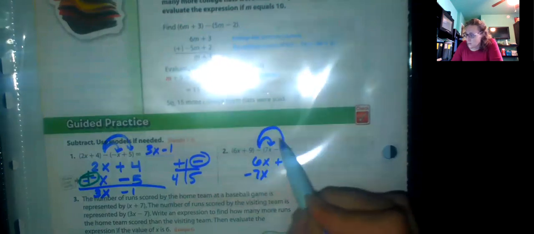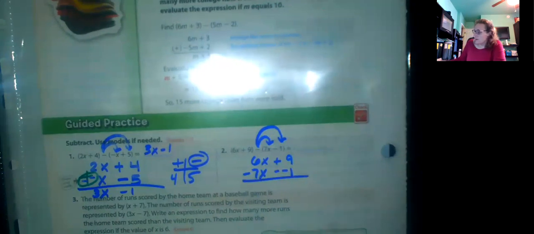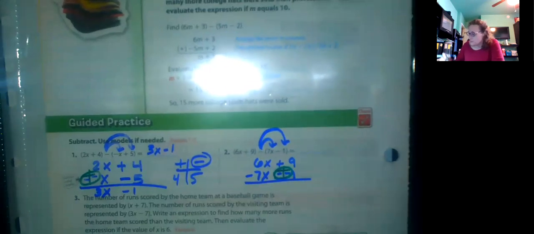Okay, so we have 6x plus 9. And then what does the second part say? It says to take away 7 x's and take away a -1. Okay, so first thing I notice, I have a double negative. So let's turn that into a positive. And now let's get ready to do our work.